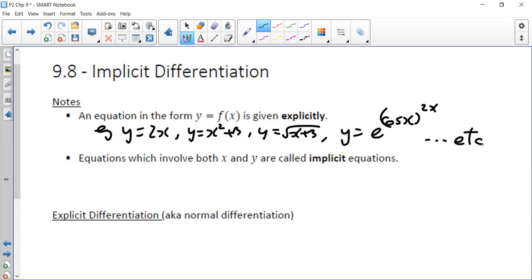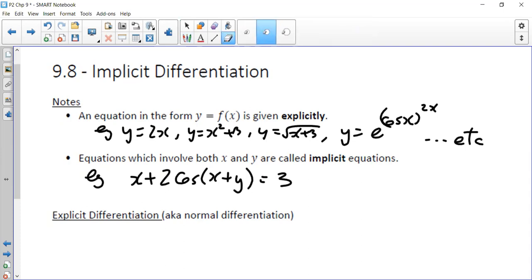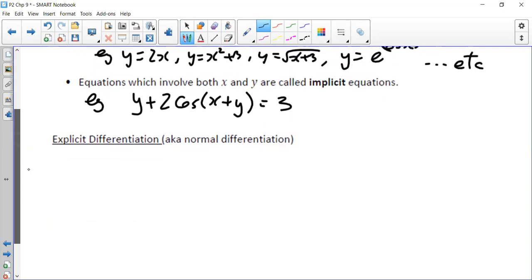Now, however, not all equations can be rewritten with y as a function easily. For example, just to give you a weird one, let's say 2 plus x plus 2 cos x plus y equals 3. Now, this equation, you can make y the subject, but it will be very difficult. Or if I actually change this x into y, for example, then you can't really make y the subject in here. So these are called implicit equations, where you can't really make y the subject, but the equation involves both x and y.